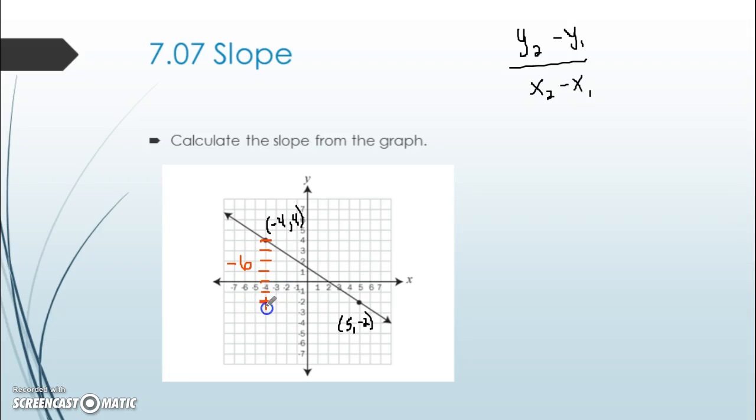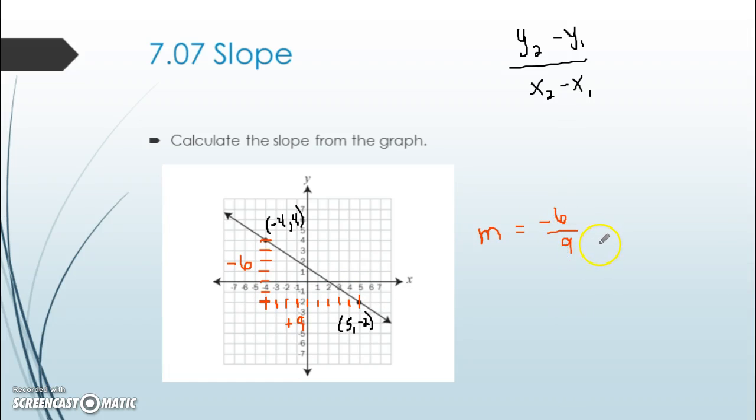Now I want to count from this point until I hit this point. I'm going to count the run next. So 1, 2, 3, 4, 5, 6, 7, 8, 9. And since I counted to the right, that is a positive 9. So down is negative, to the right is positive. So right now I have a slope of negative 6 over 9.